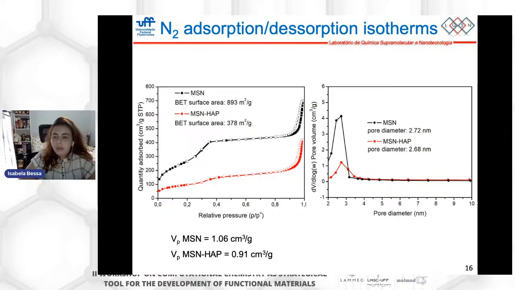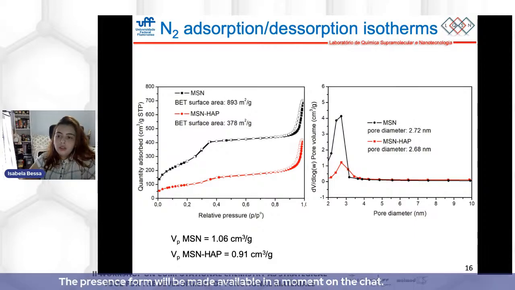And as the black curve, I forgot to say, the isotherm of the nanocomposite provides a BET surface area equal to 378 square meters per gram, due to the presence of hydroxyapatite, which does not present a mesopore structure. Both materials present a pore diameter around 2.70 nanometers.